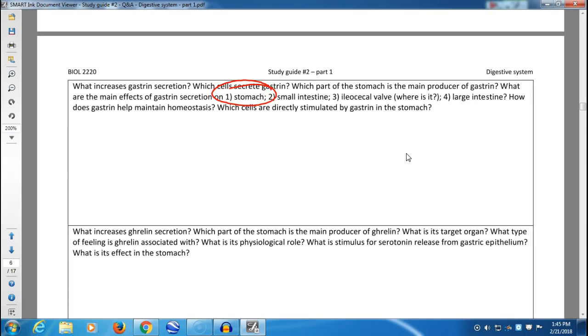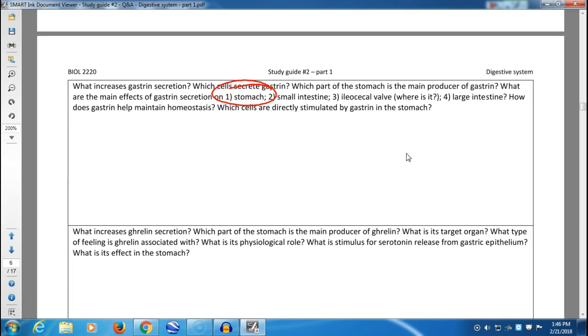Okay? Now, what does it do to intestines? Gastrin. What does it do to the small intestine? How does gastrin affect small intestine? It increases peristalsis. What does it do to the ileocecal valve? Opens it up. What does it do to the large intestine? Mass movements. Yeah, also contractions. That make sense? Propels the food down the road. We're good? Is that clear?